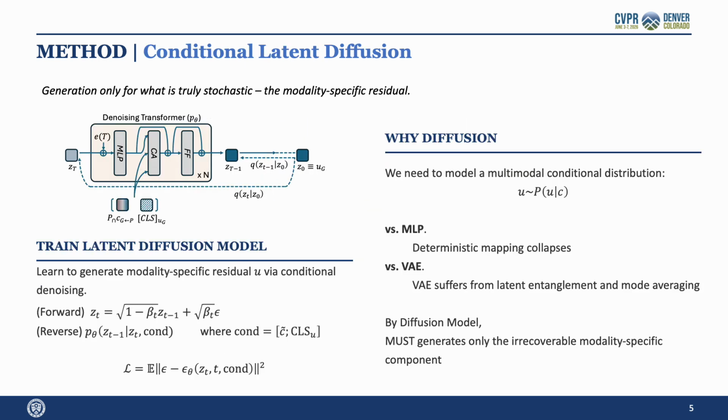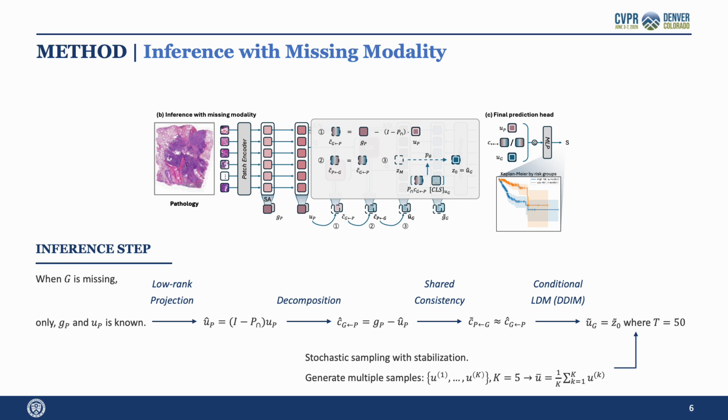Next, we train a conditional latent diffusion model. The goal is not to generate the entire missing modality. Instead, diffusion generates only the modality-specific residual. Compared with deterministic models such as MLPs, diffusion can model multiple plausible realizations and better capture uncertainty in the missing modality. At inference time, suppose genomics is missing.